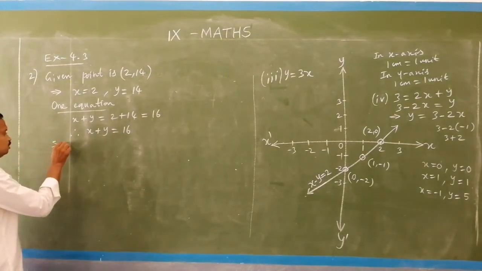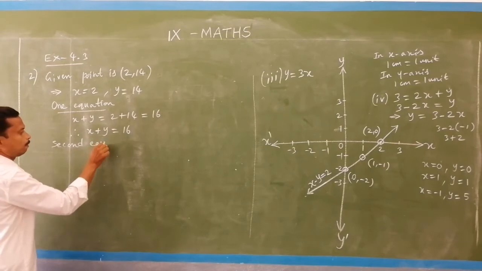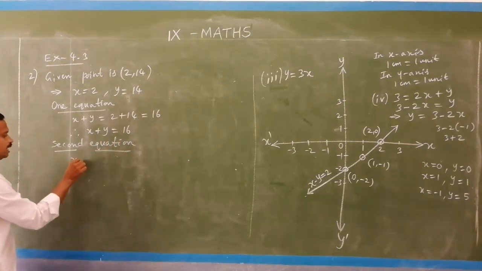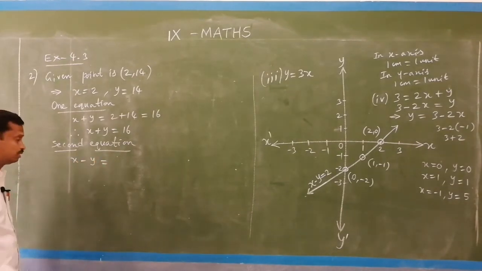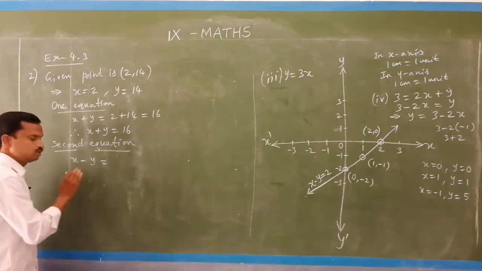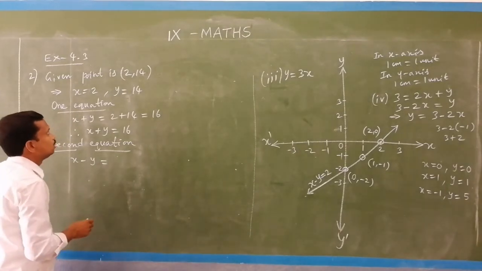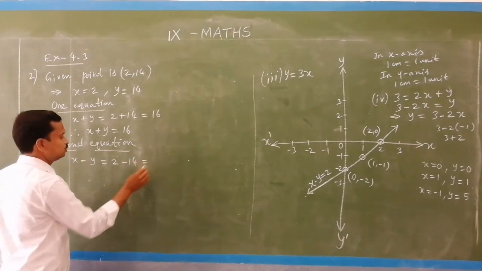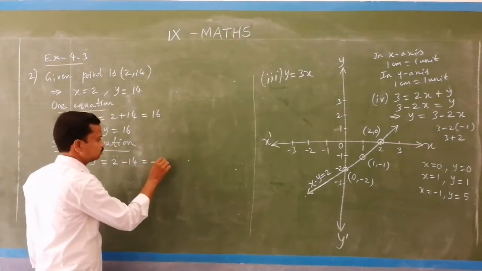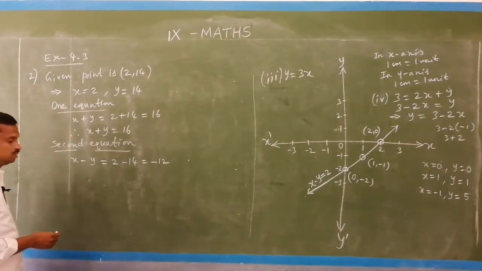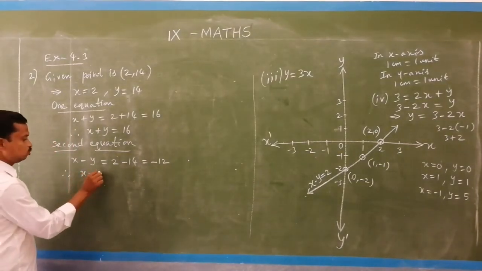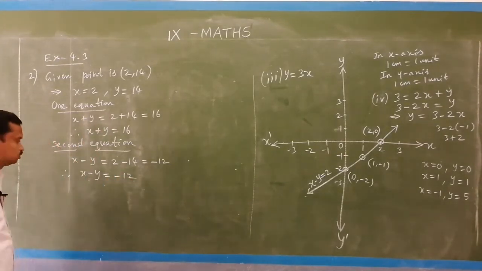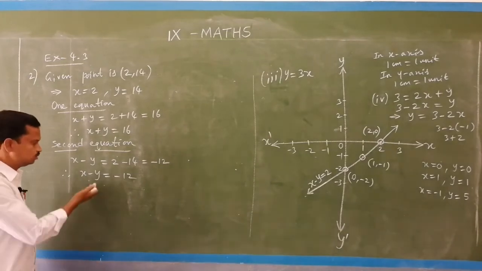And the second equation: if you subtract y from x, or you can say x minus y, what do you get? 2 minus 14. This is nothing but minus 12. So, x minus y is 2 minus 14, which is nothing but minus 12. So, this is another equation which represents a line.